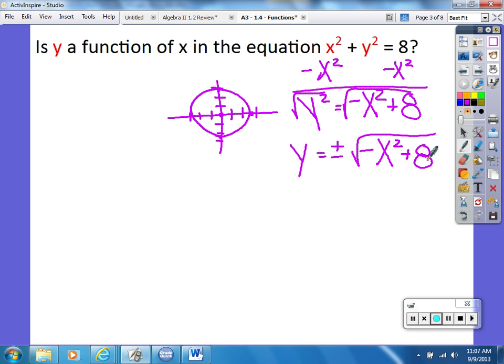Any questions on that? Yeah, that's how I graphed it. Brandon? So whenever it's like x squared plus y squared, it's not a function? Correct. It's an equation, it's not a function.